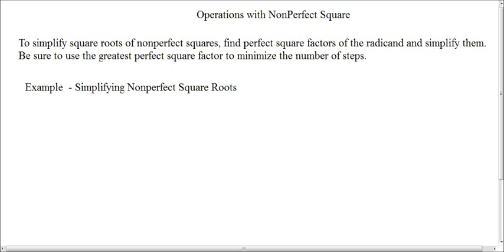To take the square root of a non-perfect square, you must find the perfect square factors of the radicand and simplify them. Be sure to use the greatest perfect square to minimize the number of steps. And what I'm going to do is show you this way so you can understand, if you don't, that you will have additional steps that you have to go through.